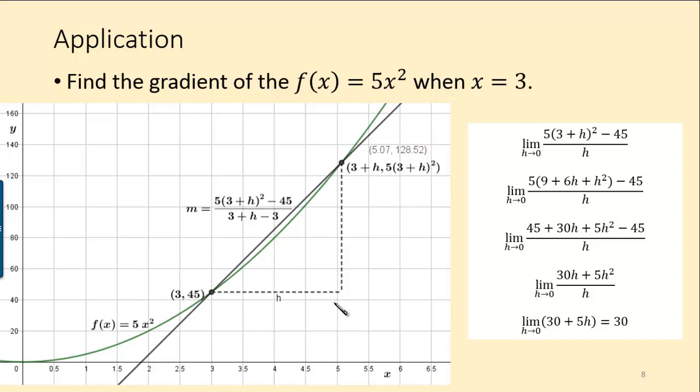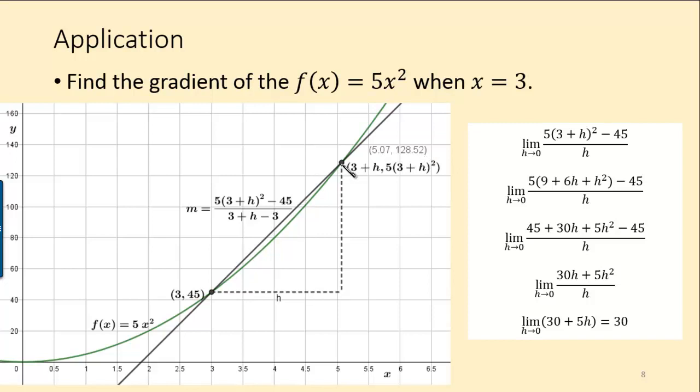So we come over some h, and so this coordinate will be 3 plus h. And what will the y coordinate be? Well, it will be f of 3 plus h. So wherever I see an x in this function expression, I put 3 plus h. So then it becomes 5 times (3 plus h) squared. If you do the calculation, you'll see that this point turns out to be (5.07, 128.52).